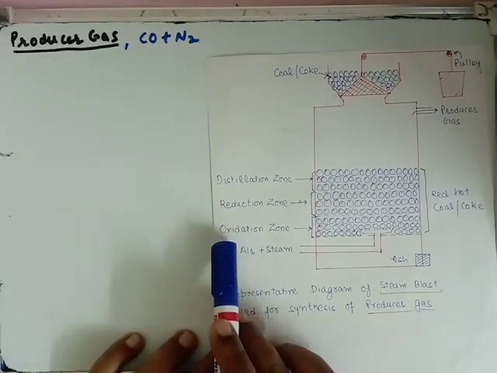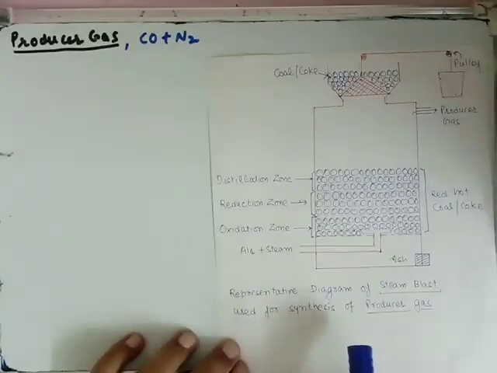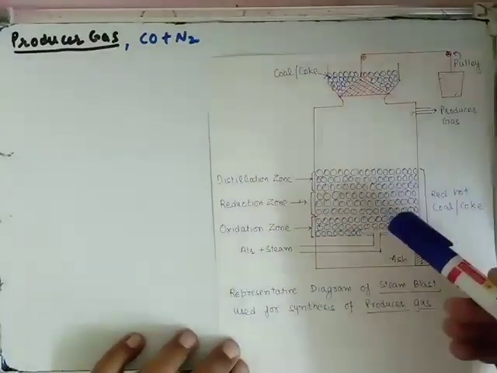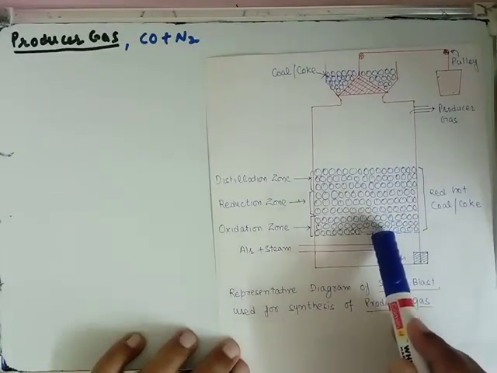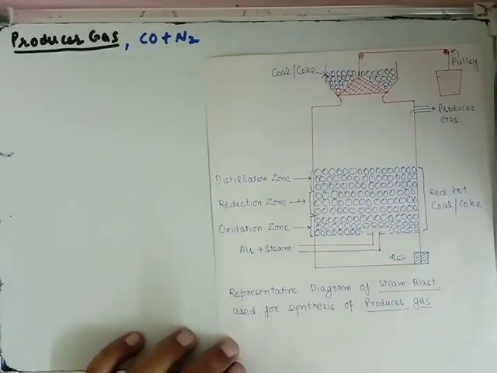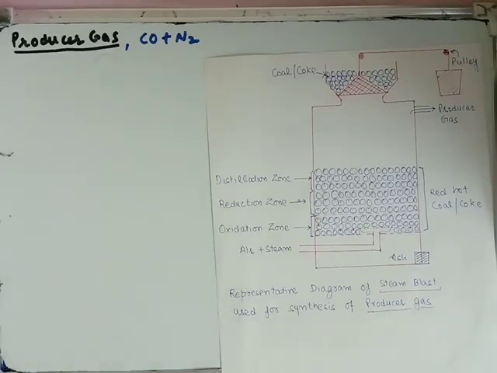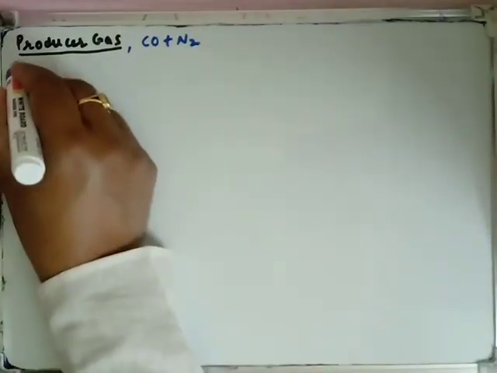Now coming to the reactions in the oxidation zone, right? I again want to repeat one point, that you added coal here, right? Then you added air and steam into this bed of coal, right? Now the coal will be burning over here. When the coal will be burning, the first reaction that takes place in the oxidation zone is oxidation of coal in the presence of oxygen and nitrogen.